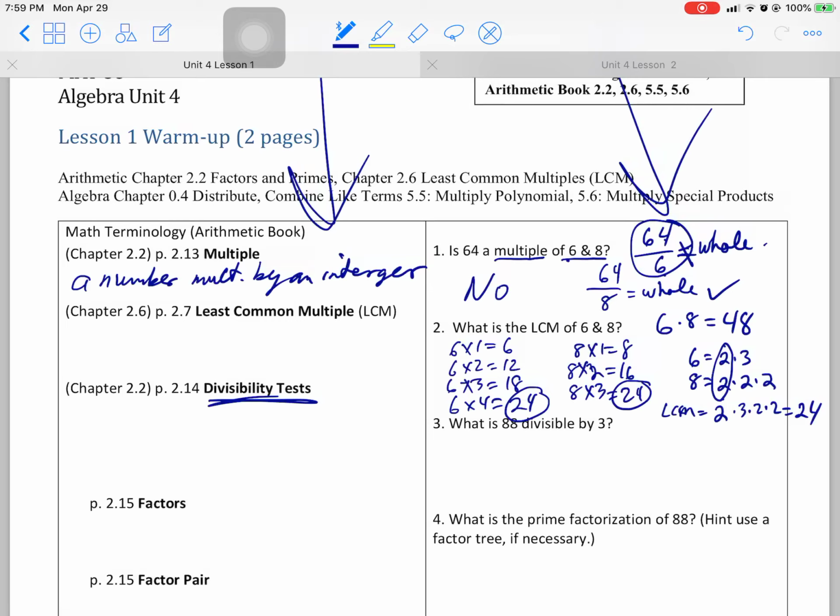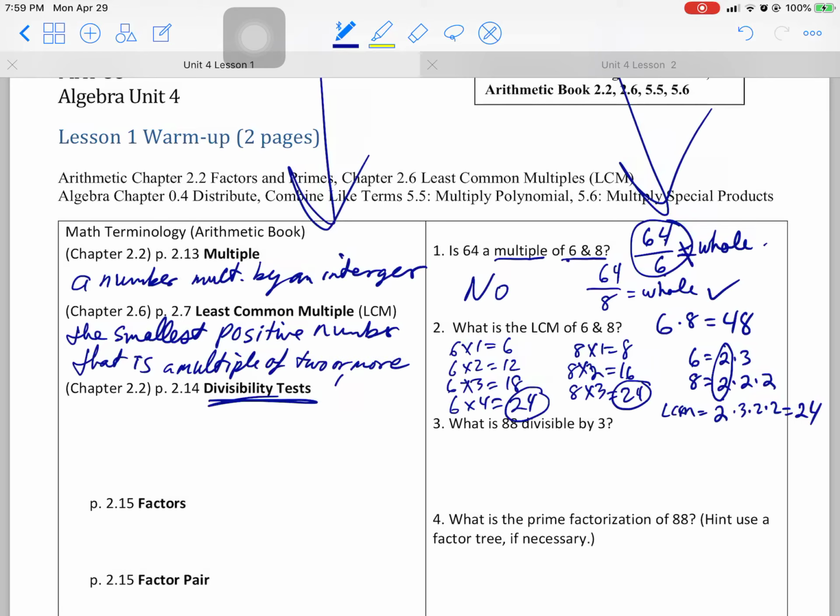Least common multiple: the smallest positive number that is a multiple of 2 or more numbers. The smallest positive number that is a multiple of 2 or more numbers.